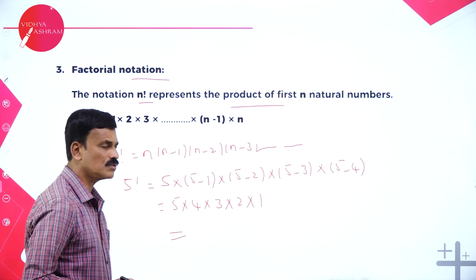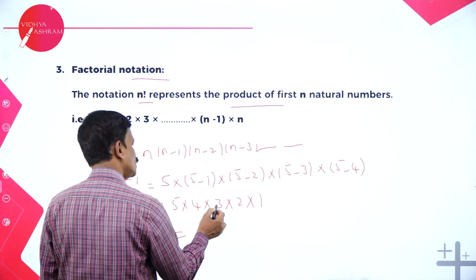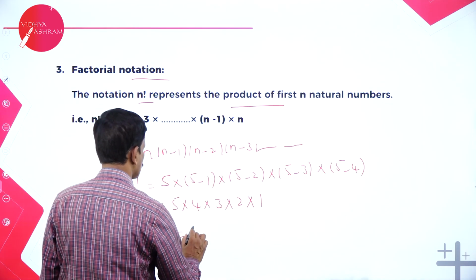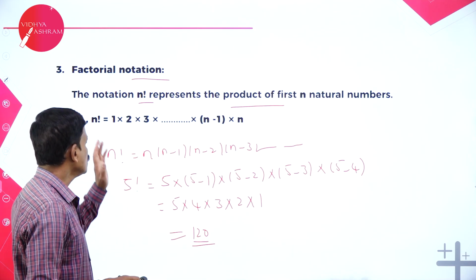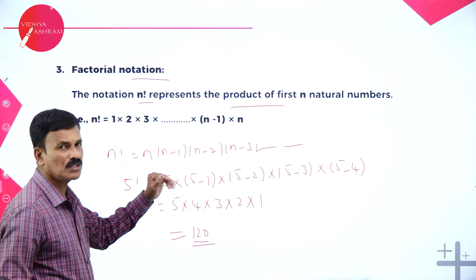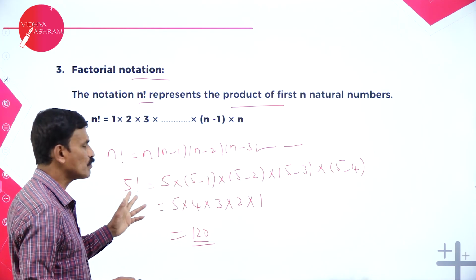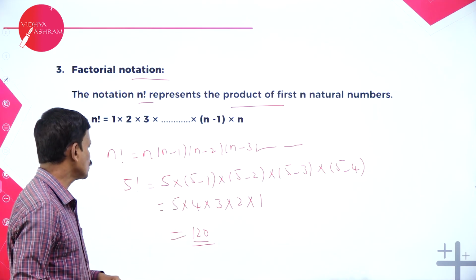So, what is this equal to? 5 4s are 20, 20 into 3 is 60, 60 into 2 is 120. Its value is equal to 120. That's it. See, n factorial can also be written as n into n minus 1, n minus 2, n minus 3, etc. For example, 5 factorial is 5 into 4 into 3 into 2 into 1, that's equal to 120.